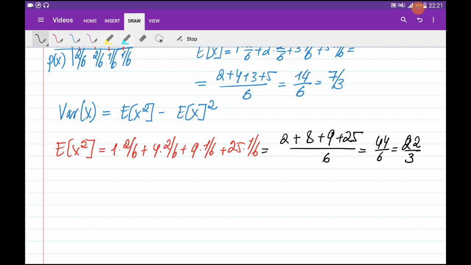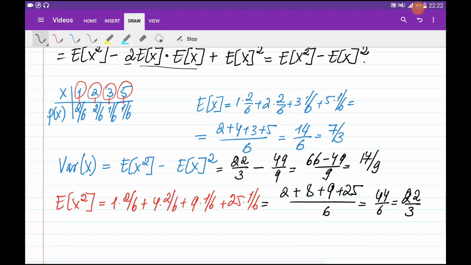Okay, so now the variance will be equal to 22 over 3 minus 49 over 9, right? By giving the common denominator, we can find that this is equal to 66 minus 49 over 9, or simply 17 over 9. So this will be the variance of this random variable. This is just some measurement which tells us how far the points are spread around the mean.